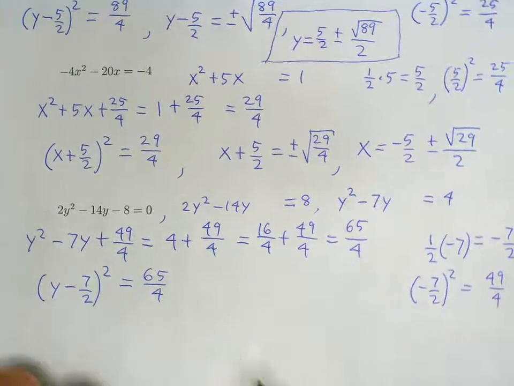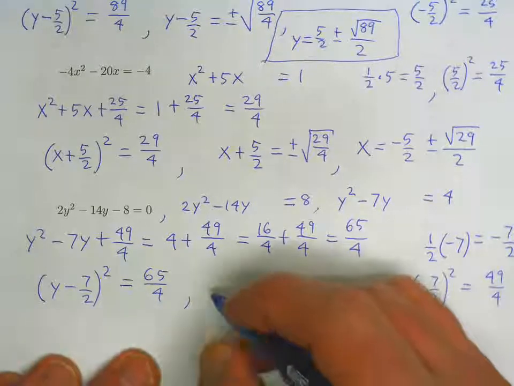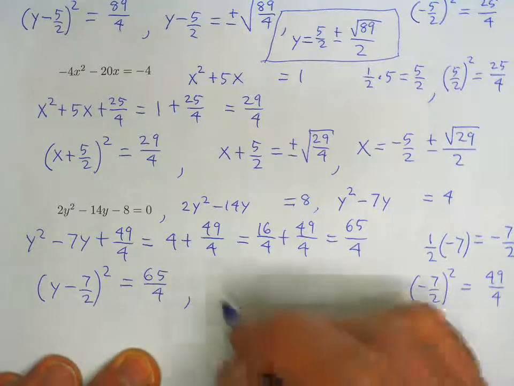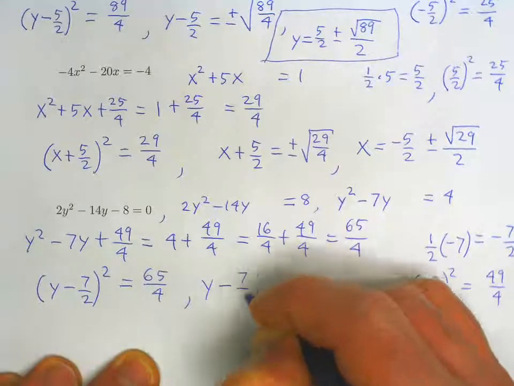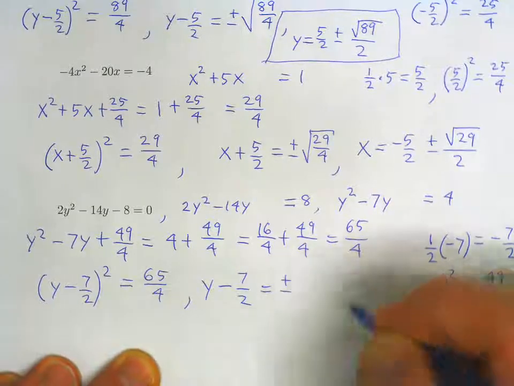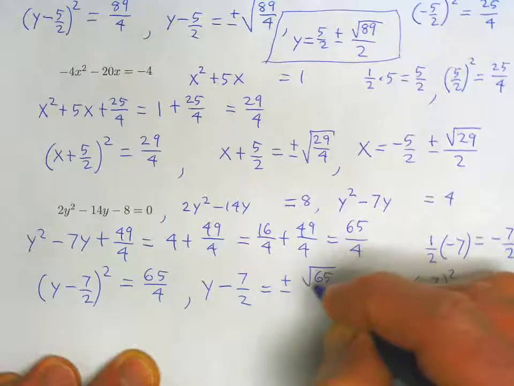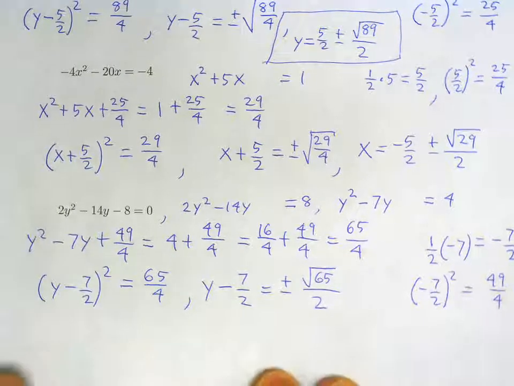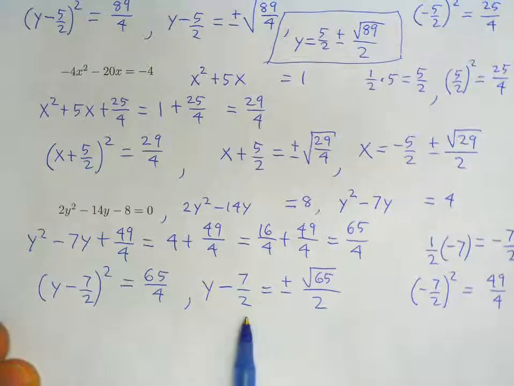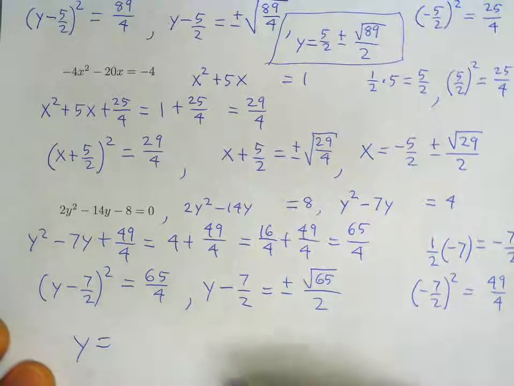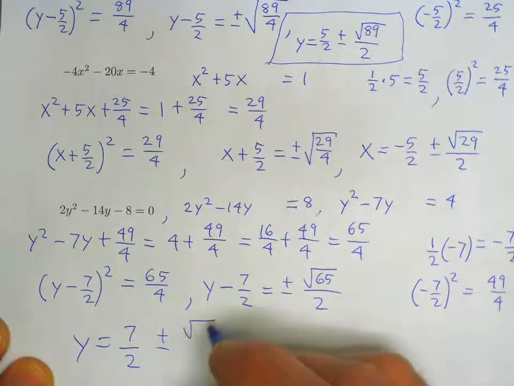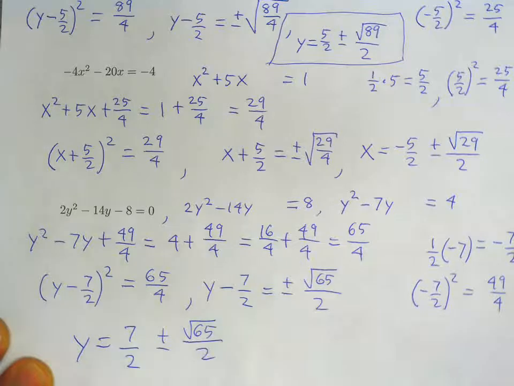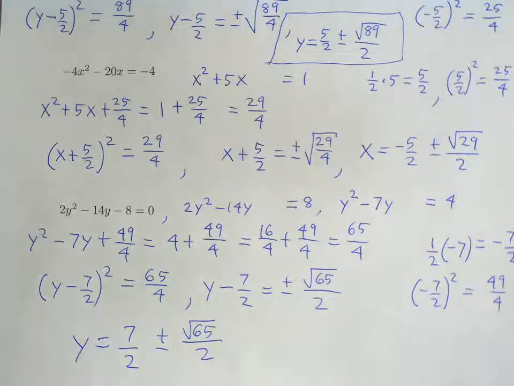And now we apply the square root property. Since you've seen me do this a few times with a denominator of 4, I'll just write y minus 7/2 equals positive and negative square root of 65 in the numerator and 2 in the denominator, since the square root of 4 is 2. And then one step, add 7/2 to both sides, so y equals 7/2 plus and minus the square root of 65 over 2. Okay, we're out of time. Tomorrow we'll move on to the next section in 9.3.